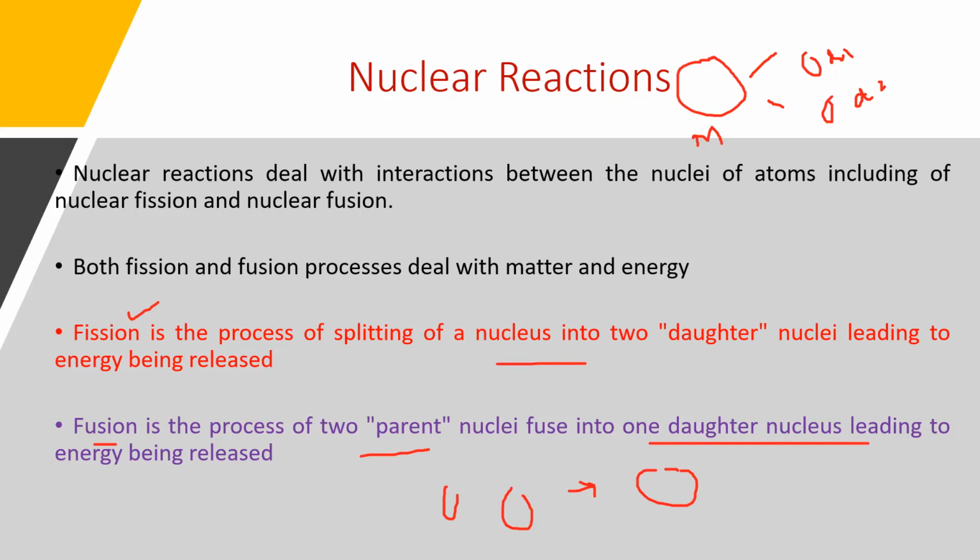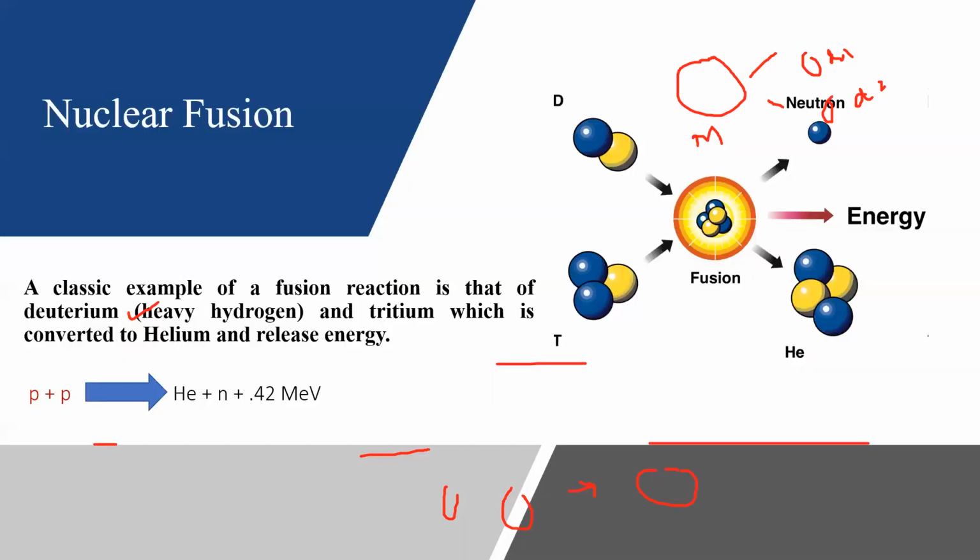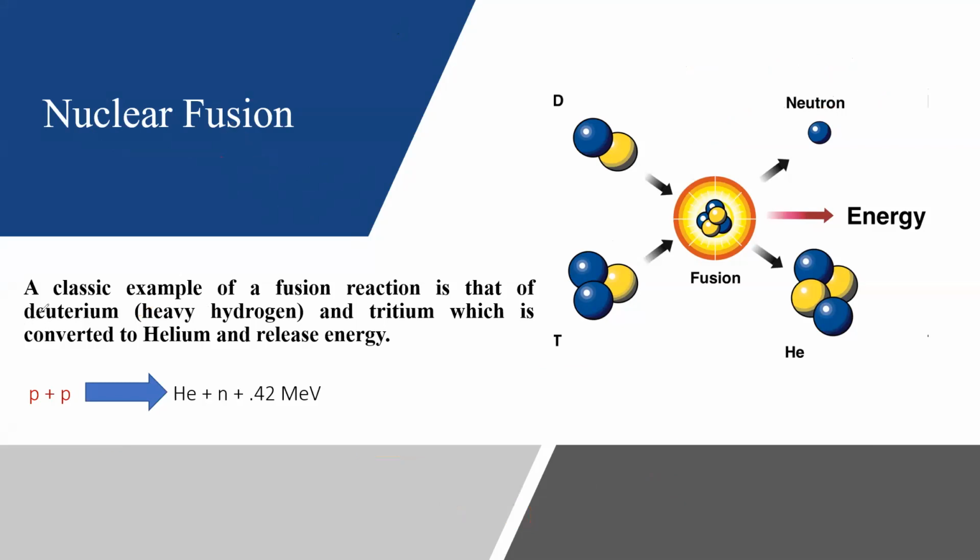Let's understand thoroughly the difference between nuclear fission and nuclear fusion. First is nuclear fusion, which is performed on the sun. This is the presentation of nuclear fusion reactions. In the first reaction, heavy hydrogen and tritium are converted to helium and release energy.